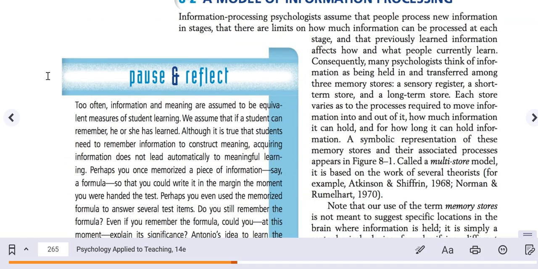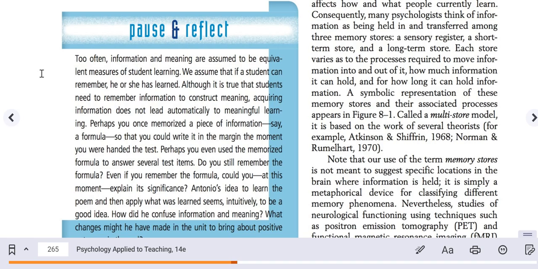Too often, information and meaning are assumed to be equivalent measures of student learning. We assume that if a student can remember, he or she has learned. Although it is true that students need to remember information to construct meaning, acquiring information does not lead automatically to meaningful learning. Perhaps you once memorized a piece of information, say a formula, so that you could write it in the margin the moment you were handed the test. Perhaps you even used the memorized formula to answer several test items. Do you still remember the formula? Pretty much. Even if you remember the formula, could you at this moment explain its significance?